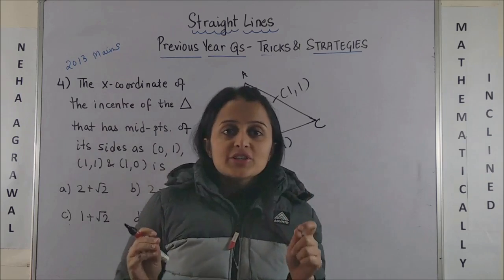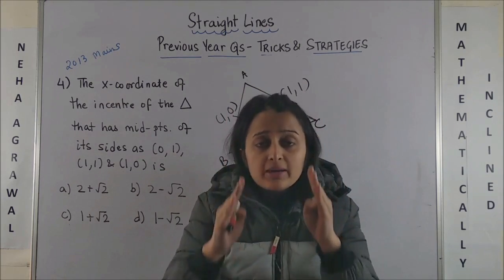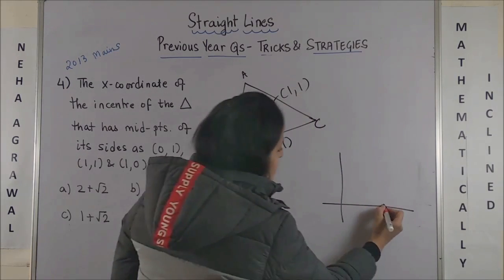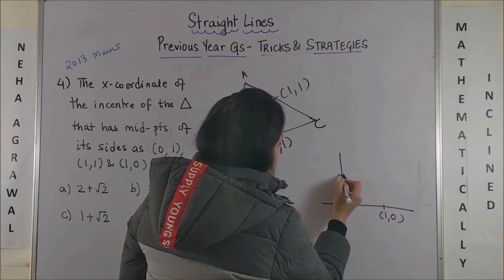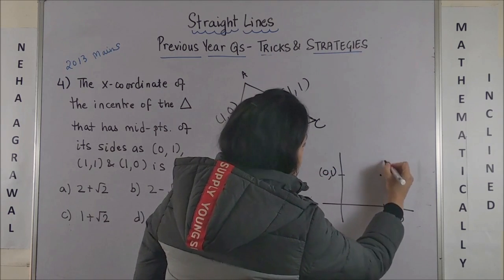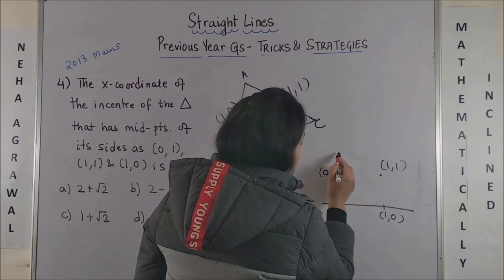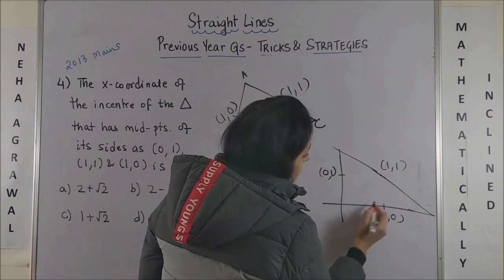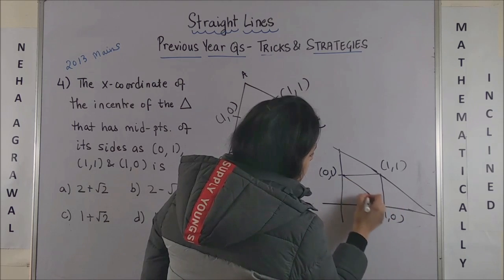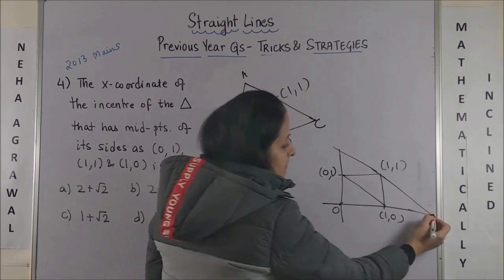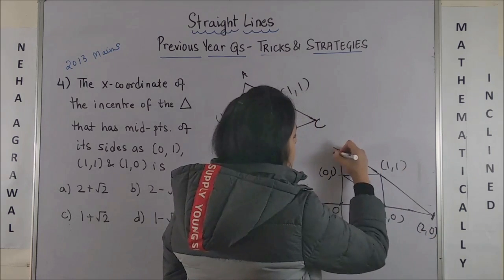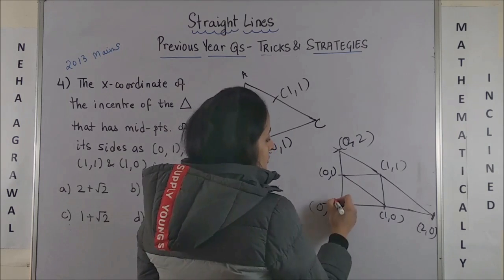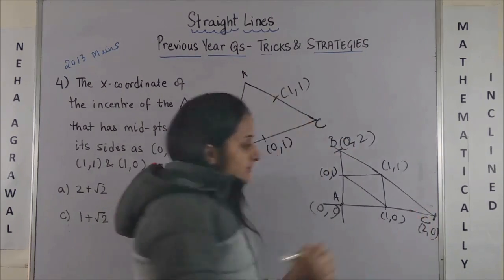One thing is this question can be done very conveniently if you put them on the exact graph. That means if I say this is 1, 0, this is 0, 1 and this is 1, 1, these are all the midpoints of the triangle that they are making. So very conveniently, if this is the midpoint, this point becomes 2, 0, this point becomes 0, 2, and this is anyway 0, 0. So you know the vertices also are A, B, C, right?